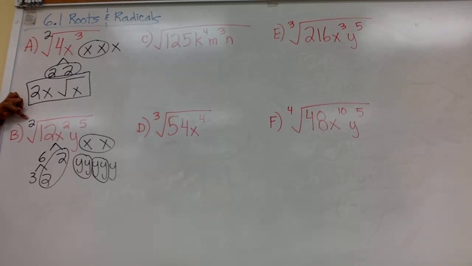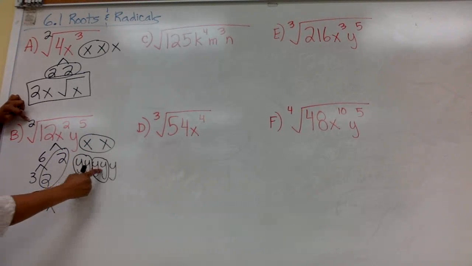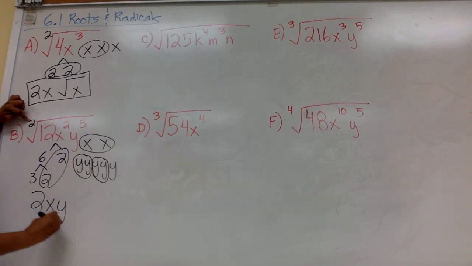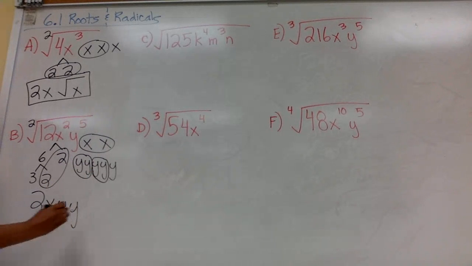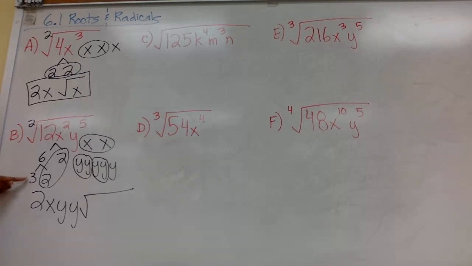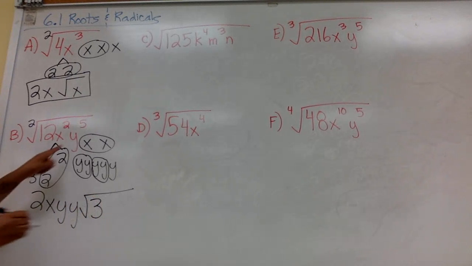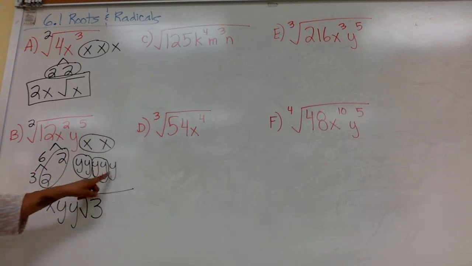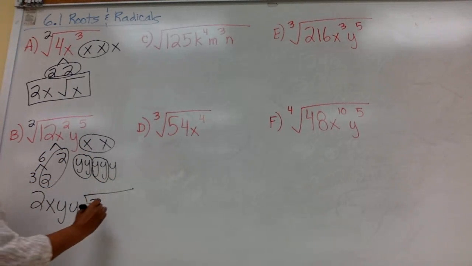Complete groups go on the outside. So what you've circled goes on the outside. I got a complete group here, so that's 2. I have 1 x group, and I have 2 y groups, so that's y times y. Leftover prime numbers go on the inside. So my leftover prime number is the number 3. I don't have any x's left over, and I have 1 y that is left over.